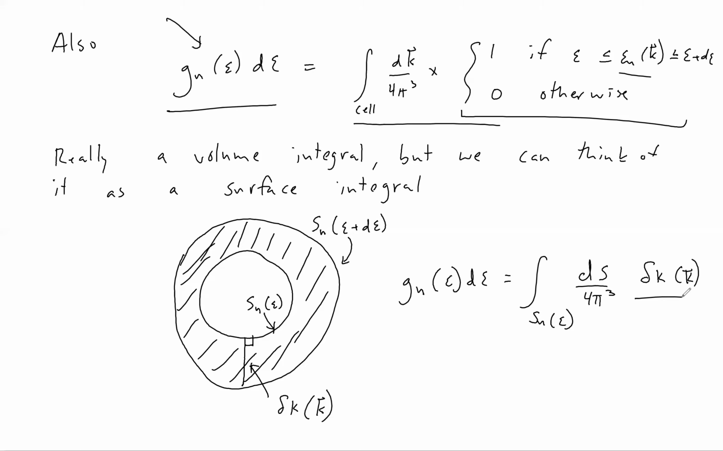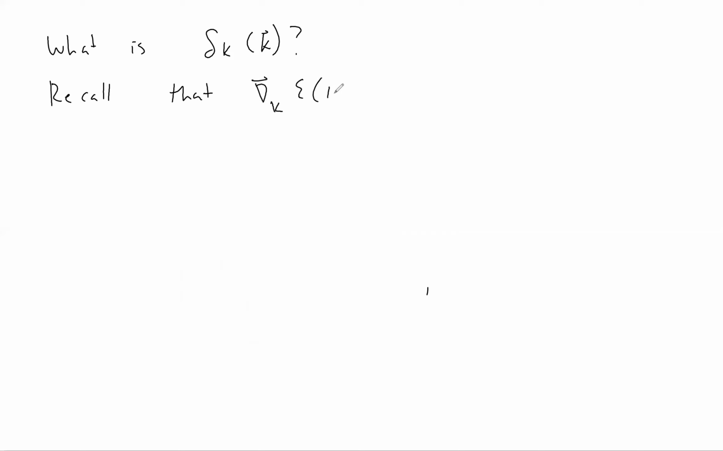Okay. Let's now find an expression for delta k, this perpendicular distance between the two surfaces. Well, remember that the gradient of the energy E is normal to surfaces of constant energy.